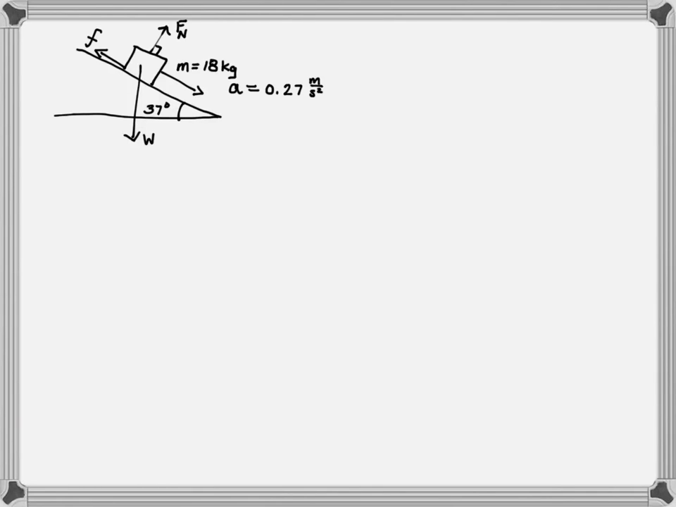Then I have the weight of the box. The weight is always going to be directed towards the center of the earth, so in this case straight down. And then I have the normal force. This is the force exerted by the surface that the incline is sitting on, and the force will be normal, meaning 90 degrees to the object.